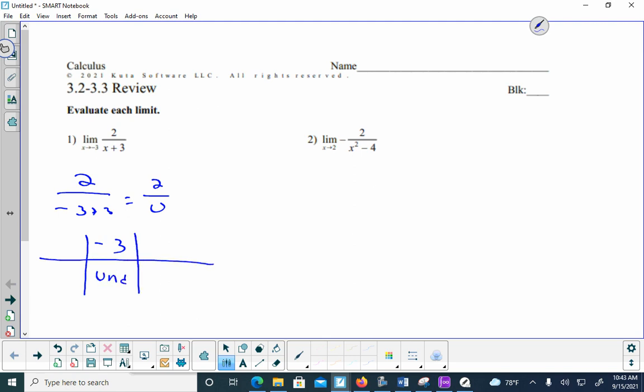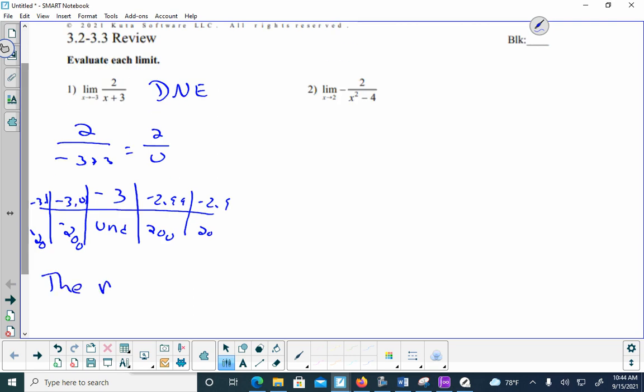I know it's going to be undefined at negative 3, but I'm going to try negative 3.01, negative 3.1, negative 2.99, negative 2.9. And when I do that, here I got negative 200, here I get negative 20, here I get 200, and here I get 20. Since I'm not approaching the same number from both sides, I'm going to say the limit does not exist. I actually have to write the reason, so I'll say that it approaches two different numbers.